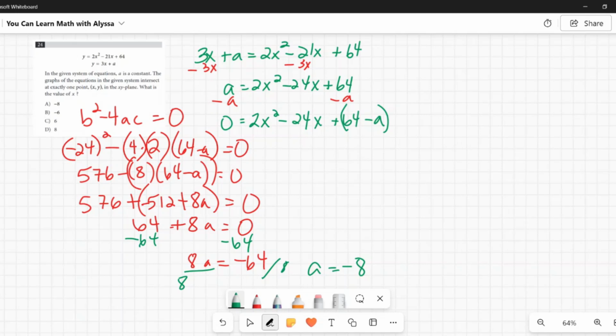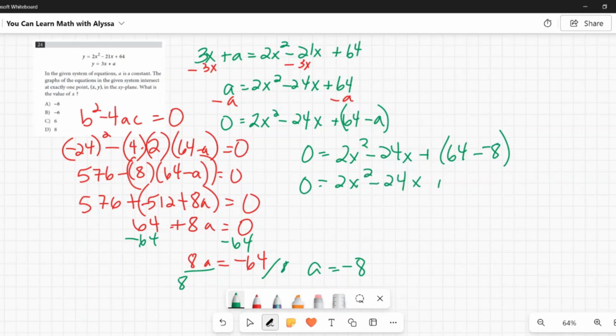Okay, next step the College Board wants you to do, I am putting all the blame for this on them, is they want you to put that into this equation up here. You with me? So 0 equals 2x squared minus 24x plus 64 minus a, so minus a negative 8. Or 0 is equal to 2x squared minus 24x plus 64 minus negative 8 is 72, because that's minus a negative is plus a positive.